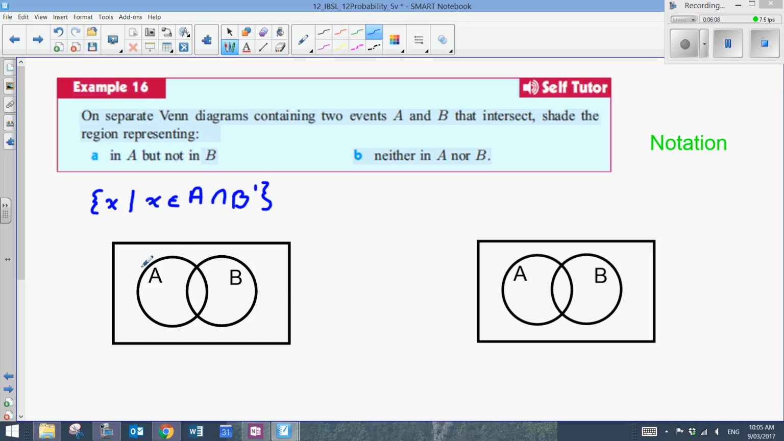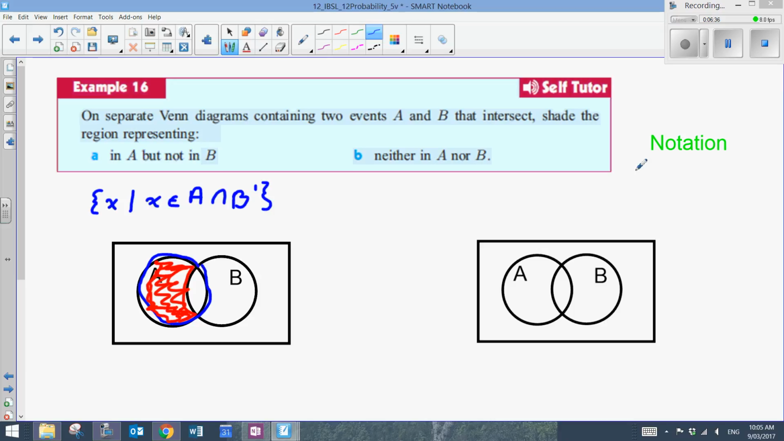So what we're looking for here is we want to be in this set A. So here's A. We want to be here, but we do not want to include B because it says and the complement of B. So we don't want to include this little bit that overlaps with B. So what we're actually looking for is just this piece, not including that overlap bit. So just this part here, that's only in A, but doesn't include the bit that's in B.